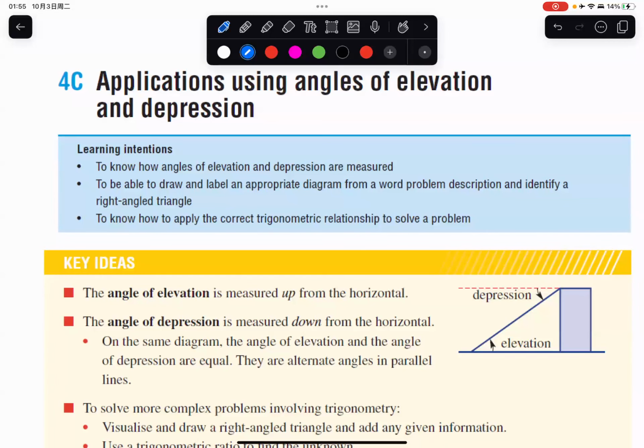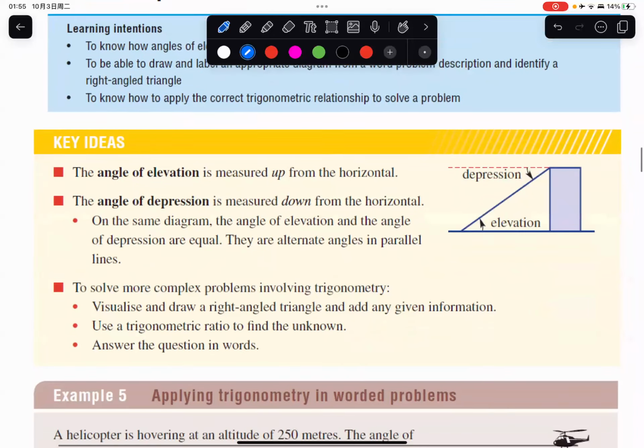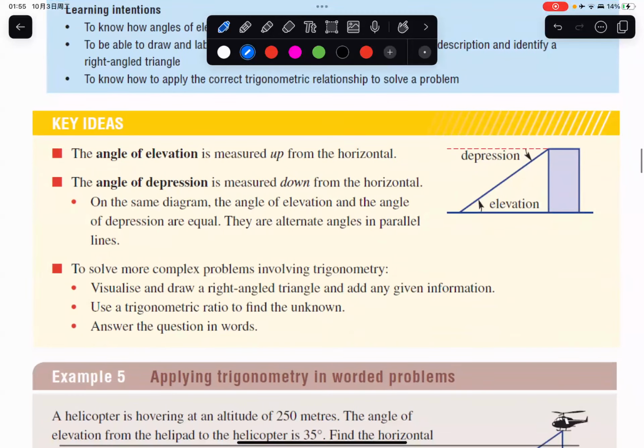Hello, Year 10. Today we're going to do 4C, applications using angles of elevation and depression. This one is a worded question and is an application of trigonometry. So let's have a look at the key points first.